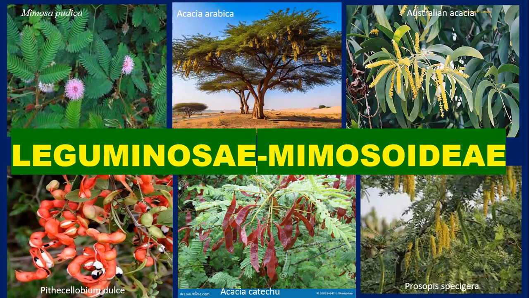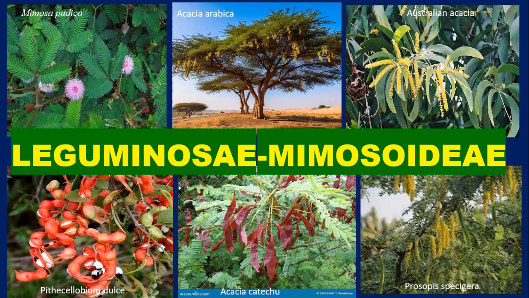In this class, we are going to discuss one of the important families from Leguminosae. From the Leguminosae family, there are three subfamilies. This family is newly added for the NEET 2024 examination, so try to remember, Leguminosae is the family. The three subfamilies are Fabaceae, Mimosoideae, and Caesalpinidae. From that, we are going to discuss the Mimosoideae family in this class.